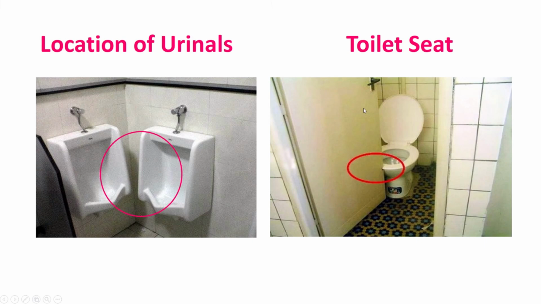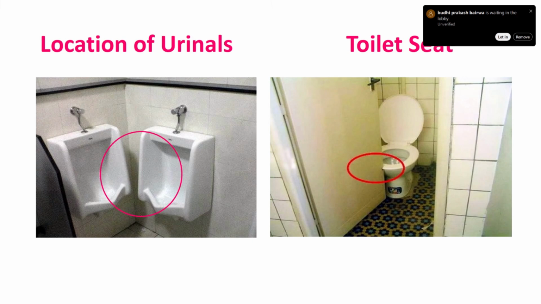Now here this is a common thing. On the right side you can see the toilet seat. The door is not able to fully open because the space provided in this particular WC is not appropriate. Either the door is big or the location of this toilet seat is not done properly. So here the door is not able to open fully. In case we have some basic understanding, then we can avoid these issues.